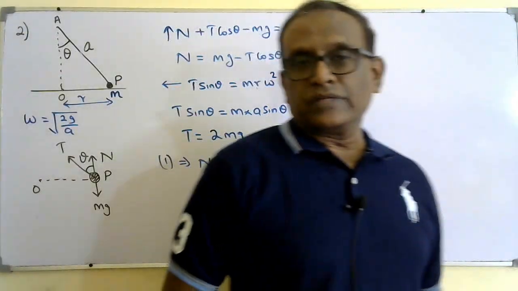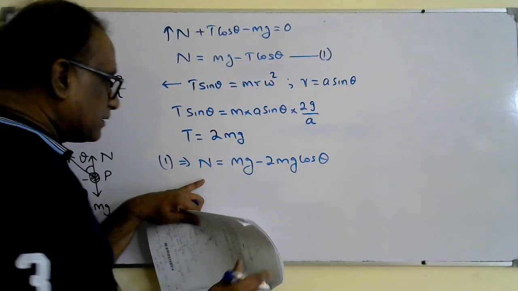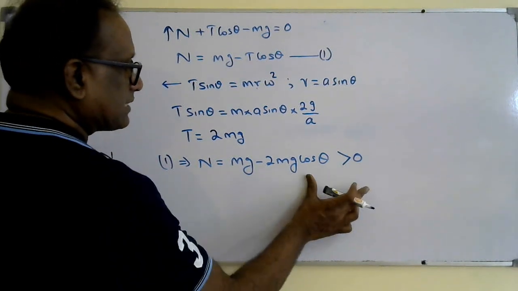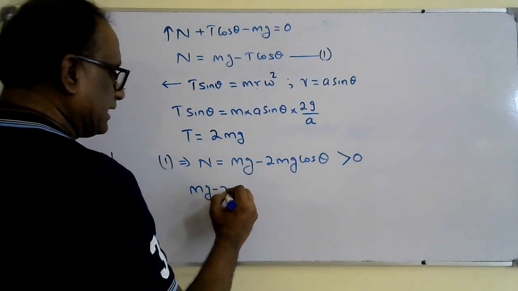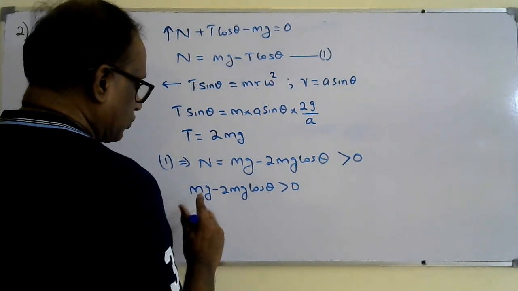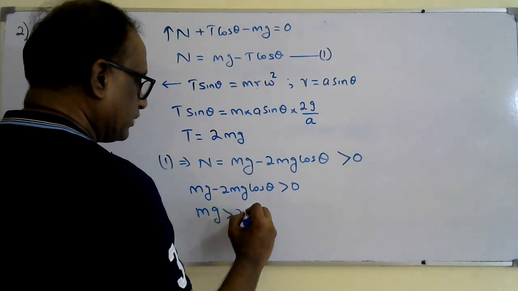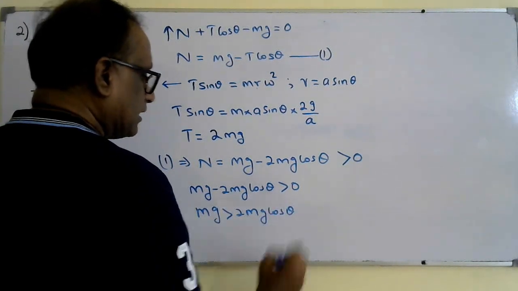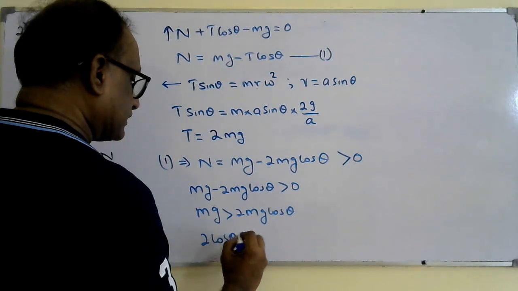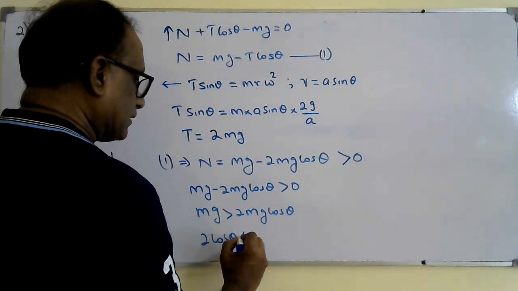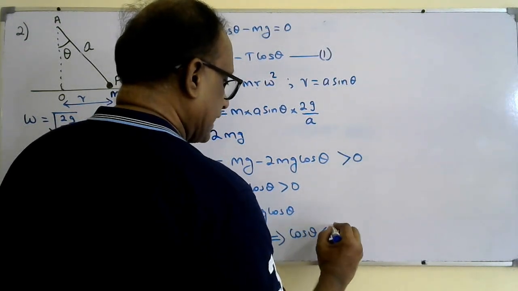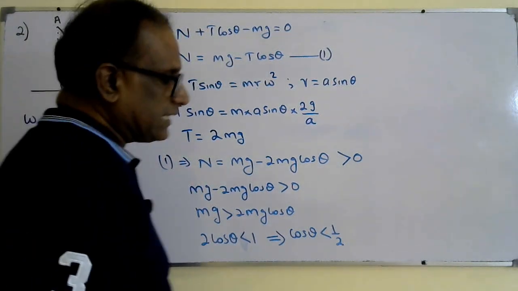Since it's in contact with the table, N must be a positive quantity greater than 0. N must be greater than 0 means this is greater than 0. That is mg minus 2 mg cos theta greater than 0. So bring it to the right. So mg greater than 2 mg cos theta. So mg will get cancelled. That is 2 cos theta less than 1. I am taking too many steps, but it doesn't matter. So from this I can say cos theta less than half.